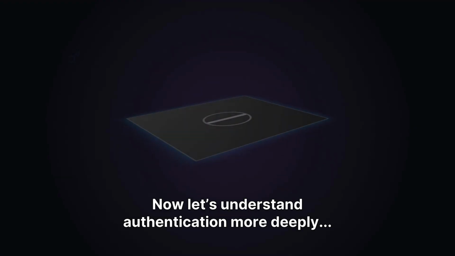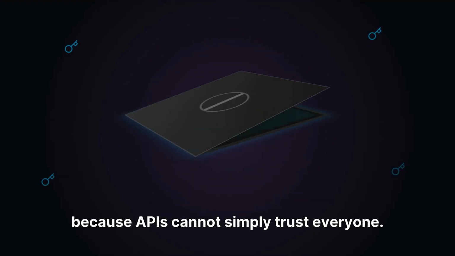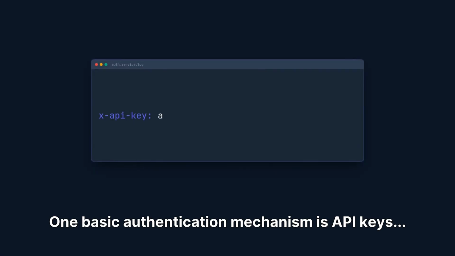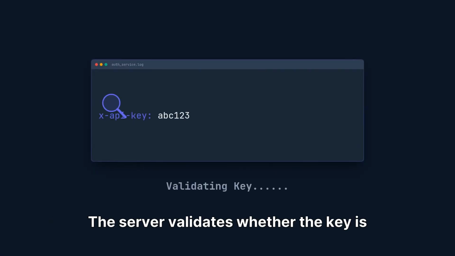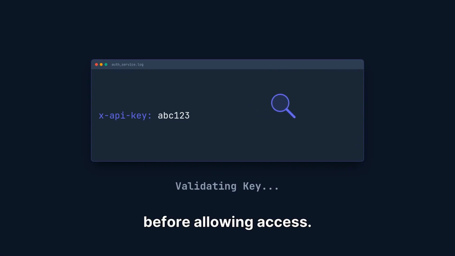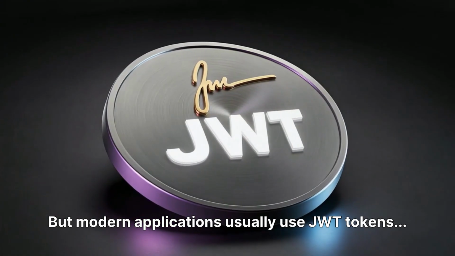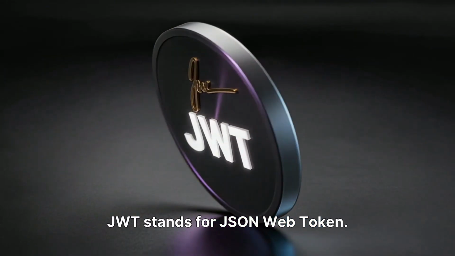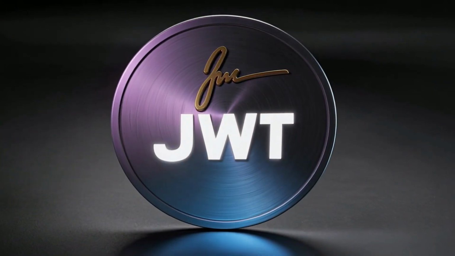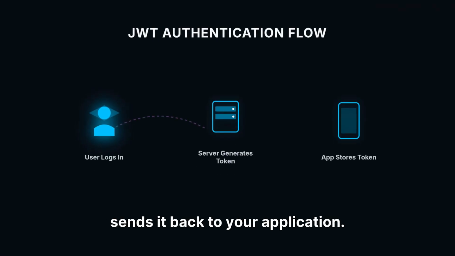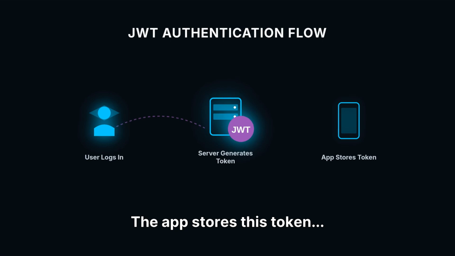Now let's understand authentication more deeply, because APIs cannot simply trust everyone. One basic authentication mechanism is API keys. The server validates whether the key is valid before allowing access. But modern applications usually use JWT tokens. JWT stands for JSON Web Token. When you log in, the server generates a signed token and sends it back to your application. The app stores this token and includes it in future requests.